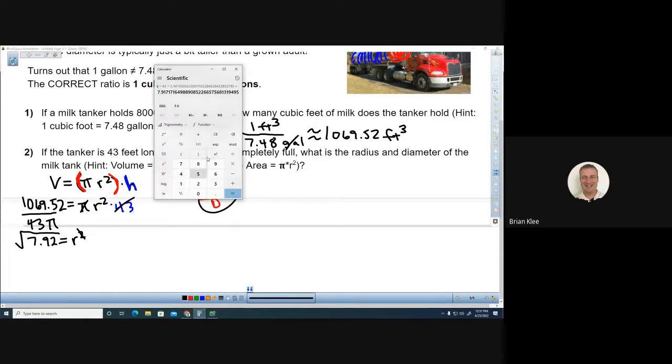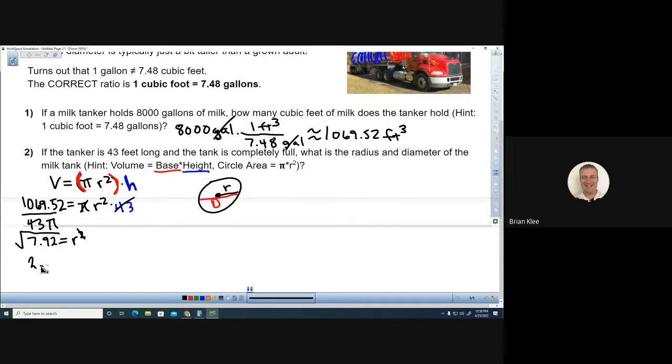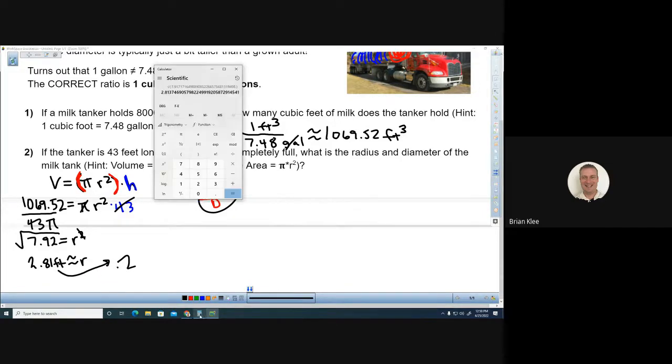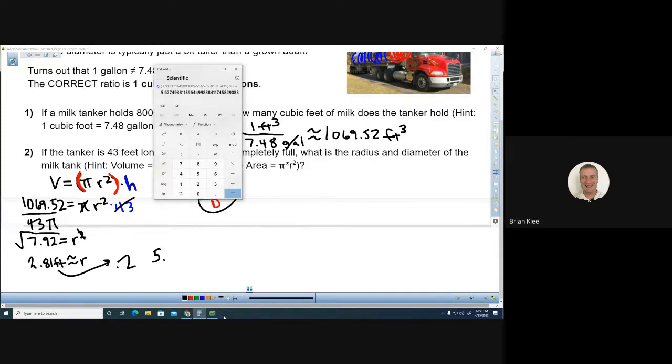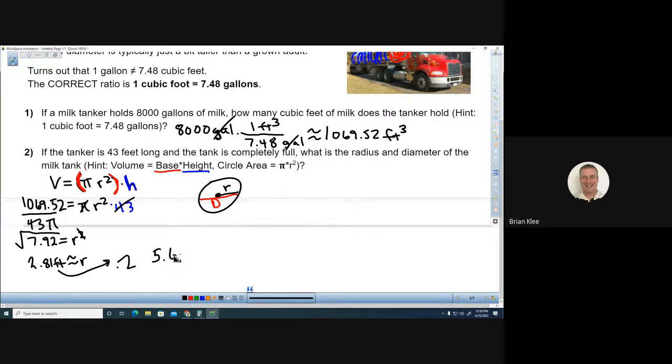So that 7.92 something is sitting in my calculator. I hit the square root button. There we go. Our radius is about 2.81 feet. So if I times that by 2, I will have the diameter. I've got 5 and 63 hundredths.